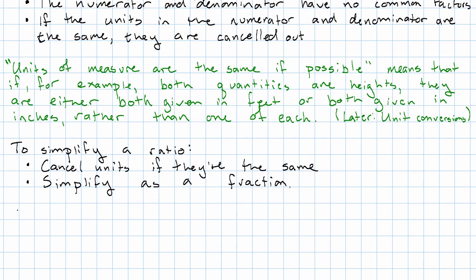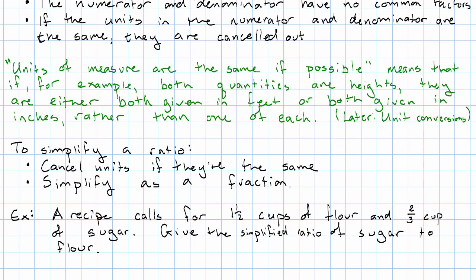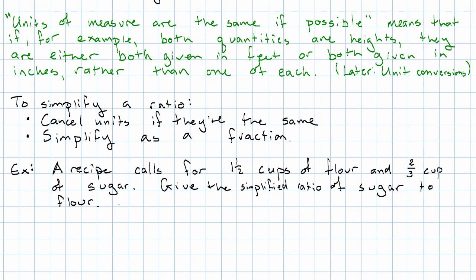So for example, suppose a recipe calls for half a cup of flour and 2/3 of a cup of sugar. We want to give the simplified ratio of sugar to flour. So sugar to flour means sugar goes in the numerator and flour in the denominator. So 2/3 over 1/2. It's 2/3 cup and 1/2 cup. The units are the same, so those cancel out.